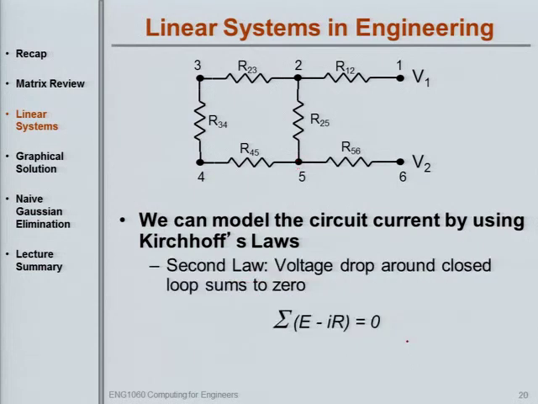Okay, the second law is the voltage drop around a closed loop has to sum to 0. So if I look at what's flowing around this loop here, the voltage drop around there has got to be 0. It doesn't make sense to have a voltage drop that's non-zero. Around this loop here, the voltage drop has actually got to be equal to V1 minus V2, because that's where the voltage is applied.